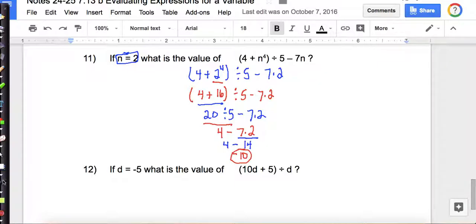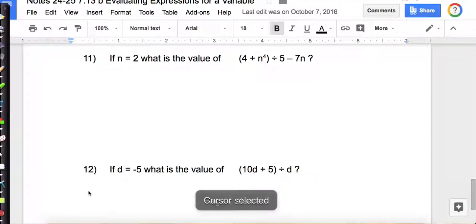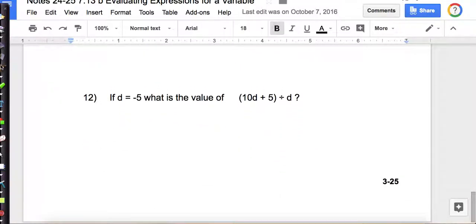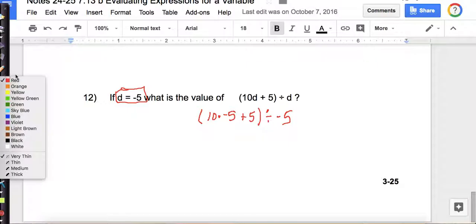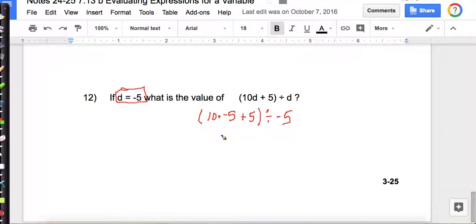And last but not least, number 12. So D equals negative 5. So let's box that in so we know exactly what number we're plugging in. So it says parentheses 10. I'm going to put a multiplication sign because number in front of letter, plus 5, close the parentheses, divided by negative 5. Now, our first step is grouping, and inside the parentheses, I don't see any exponents. So I'm looking for multiplication or division from left to right. I spot multiplication. 10 times negative 5 is negative 50. Plus 5. Close the parentheses.